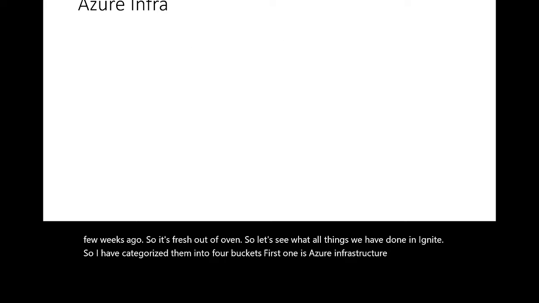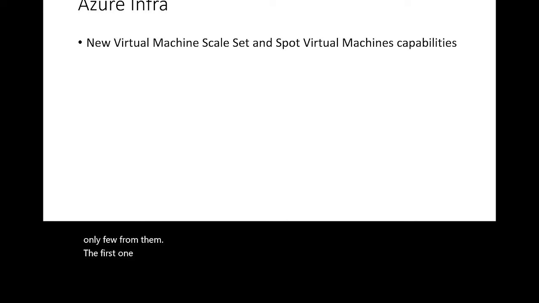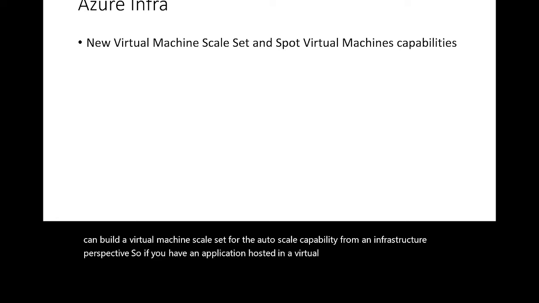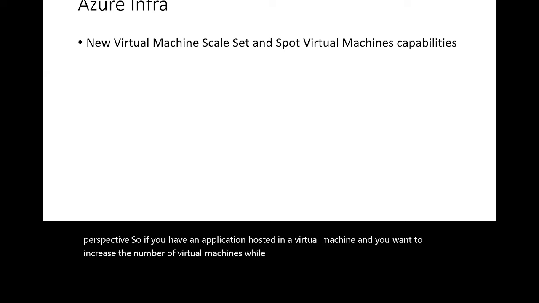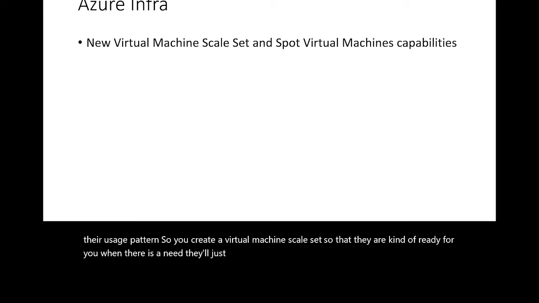Now, when we talk about Azure infrastructure, there are quite a lot of announcements, but I have picked only a few of them. The first one is the virtual machine scale set and the Spot virtual machine capability. You know that you can build a virtual machine scale set for auto scale capability from an infrastructure perspective. If you have an application hosted in a virtual machine and you want to increase the number of virtual machines while people are using the application, based on their usage pattern, you create a virtual machine scale set so that they are ready for you when there is a need. They'll just be available behind a load balancer.